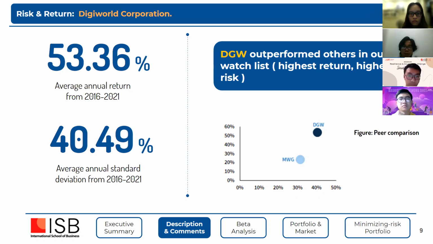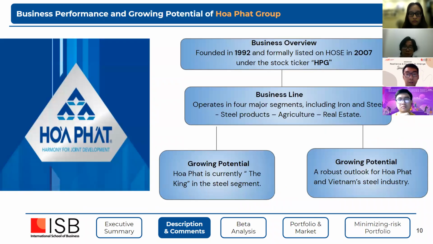Next, Hòa Phát Group is well known both as a multi-industry private economic group and for its leading position within the steel industry. It was founded in 1992 and listed on the stock exchange in 2017 under the ticker HPG, and it has expanded its business lines and now operates in 4 main segments. Our group decided to include it because HPG has a unique competitive advantage and has proven its dominance in the steel segment.